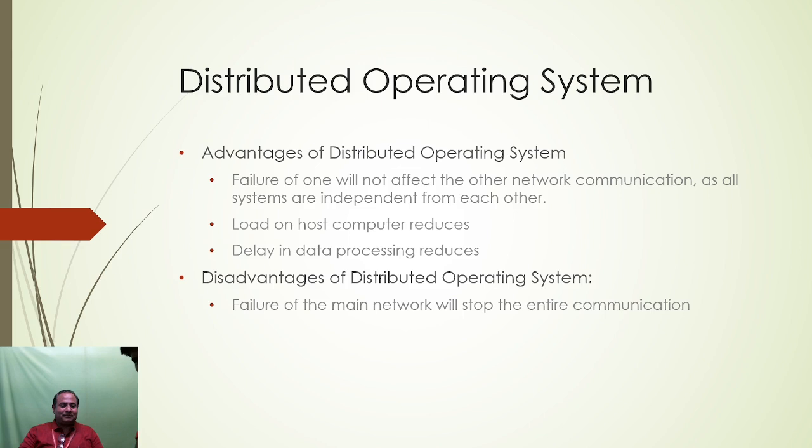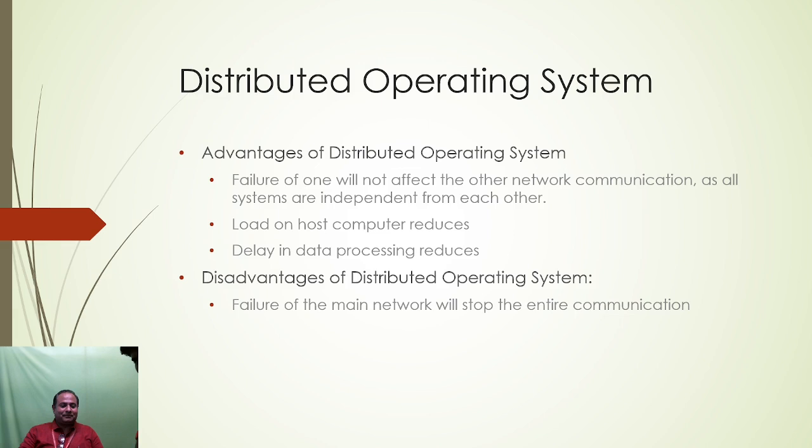So here are the main advantages of the distributed operating system. First, the failure of one system will not affect the network communication; the other systems will keep running equally. It also reduces the load on the host computer, and it reduces the delay in data processing. So in this distributed operating system we can avoid delay to the maximum, and the load on the host is also reduced.